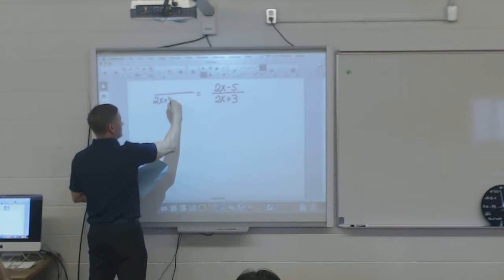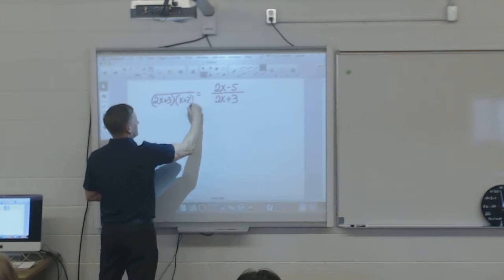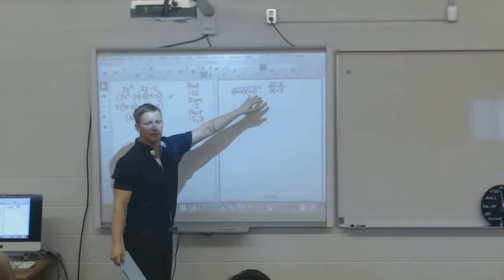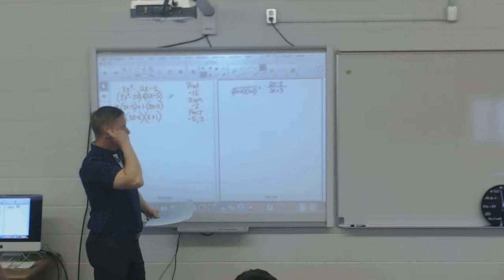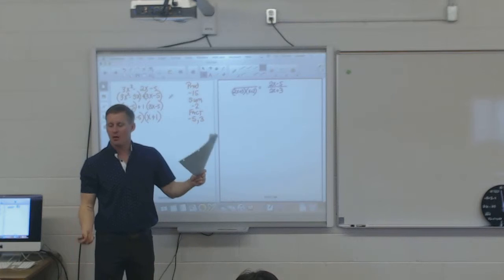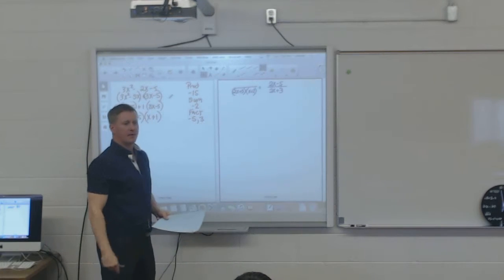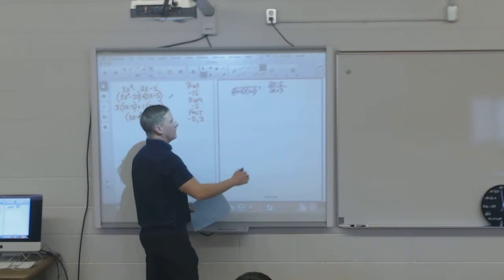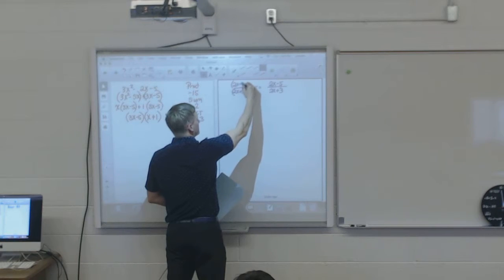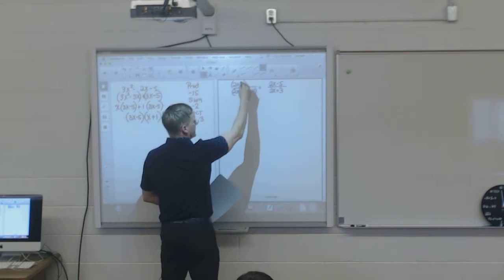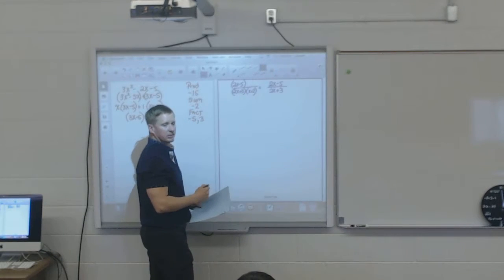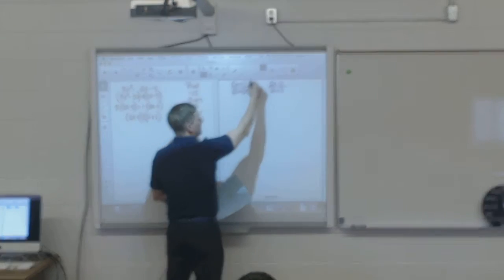That's 2x plus 3 times x plus 2, right? Okay, so far so good. Do we see this here? All right, now, in order for this to be the exact same on both, what has to be on the top here? I need to have 2x minus 5 up here somewhere. Right? That's the only way I can get 2x minus 5 over 2x plus 3. What else do I need up here so that the x plus 2 cancels out? X plus 2.